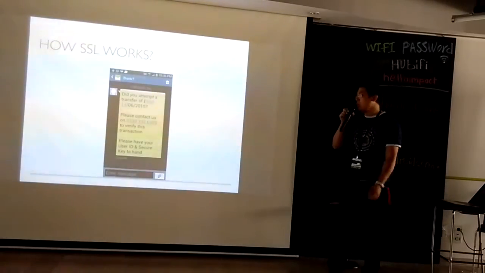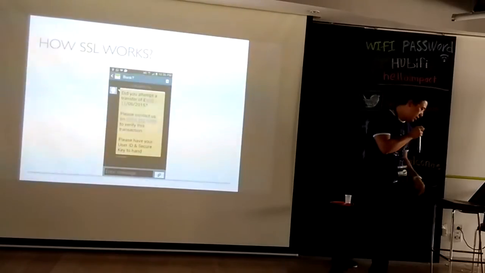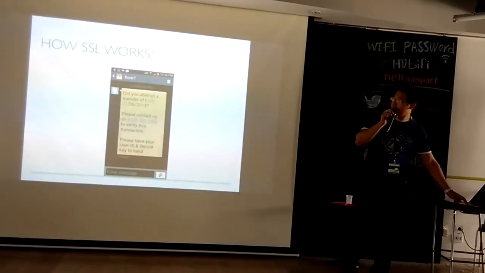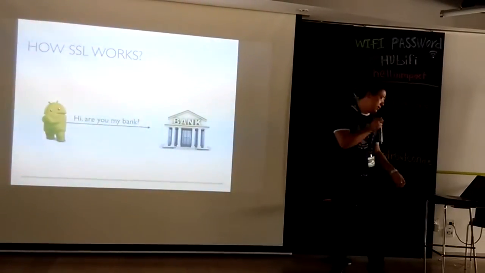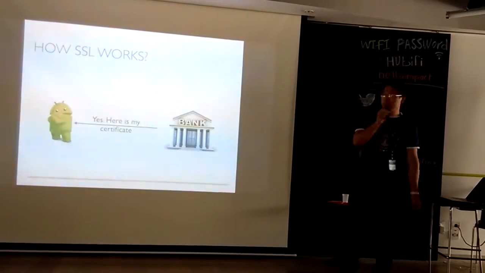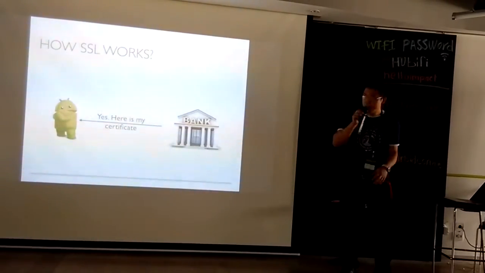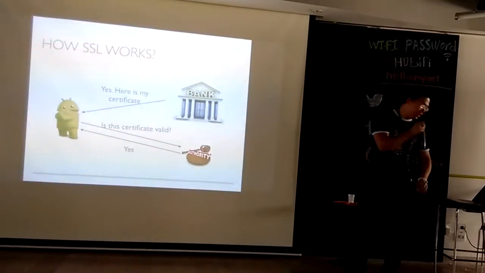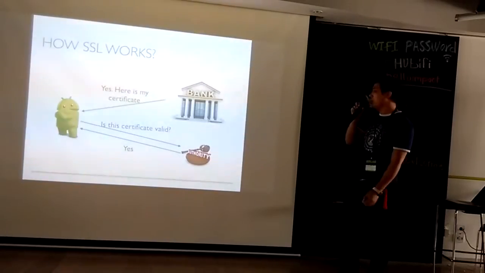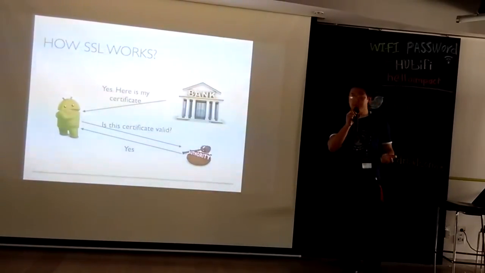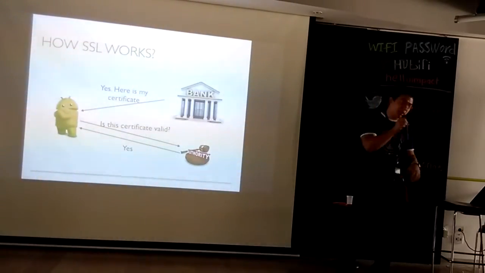So how can we trust that this is the right number of the bank that we currently have the transaction with? What we can do is call them: hi, are you my bank? And they say, yes, I'm your bank, and here's my certificate. What happens next is, okay, I got your certificate, and then I go to the proper authority to see if the certificate is valid or not. So imagine the authority says, yes, this certificate is valid.